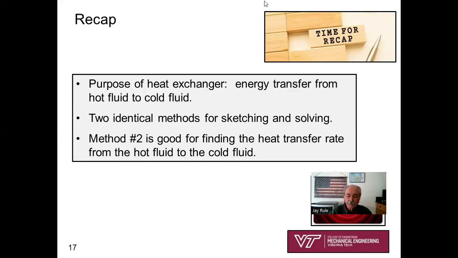So I hope that helps you understand more about heat exchangers and fills in some blanks where the textbook may just drop the word heat exchanger and not give you a good full explanation of what the purpose of a heat exchanger really is.